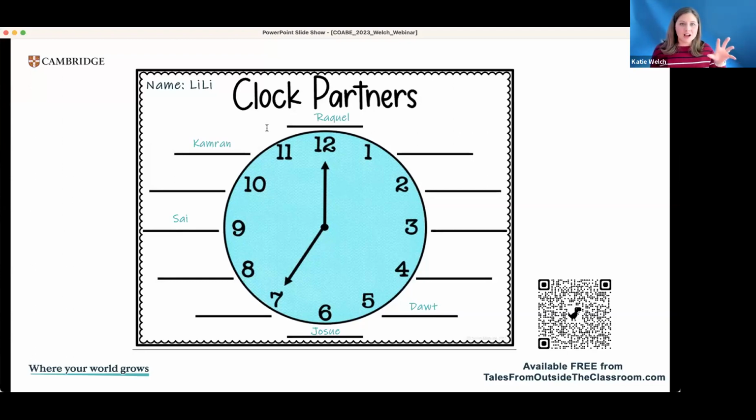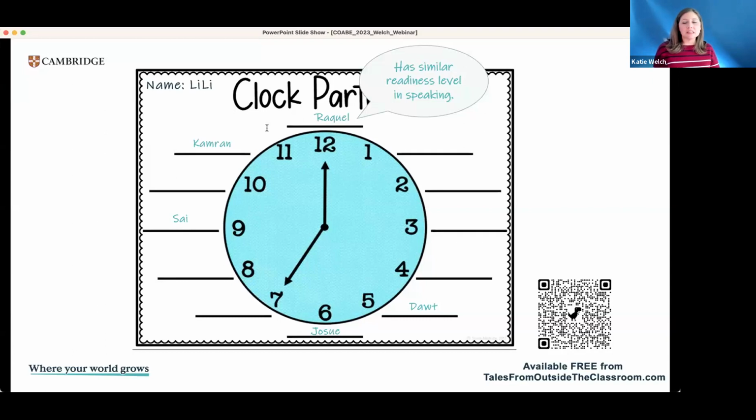Now, if you do a clock partner, the great thing is that you can hand your students a clock that's already pre-filled in. For example, if this was my student Lily, and I knew that Lily and Raquel were very similar levels on speaking, they would be good partners together on a speaking task if I wanted them to be the same level.